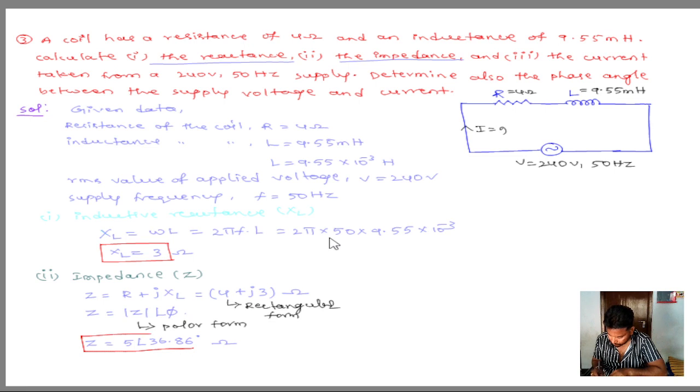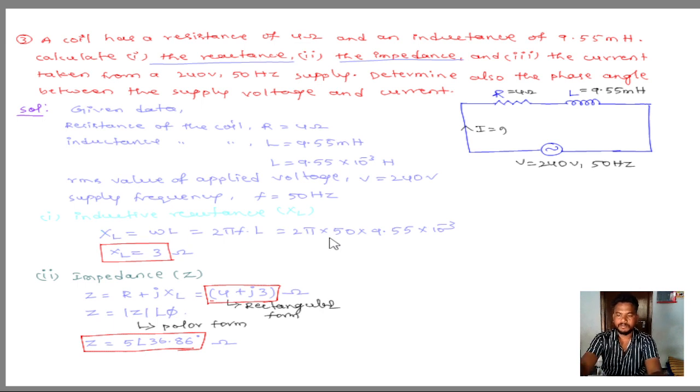And this is the impedance of the circuit. Both values are correct. If you write this one, it is also correct, and this is also correct. Z is equal to 5 at an angle 36.86 degrees, or 4 plus j3 ohms. Better to convert rectangular to polar, then it gives the phase angle also, the phase angle between voltage and current.